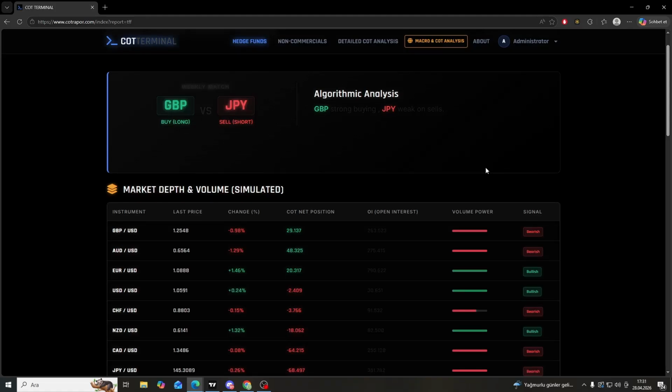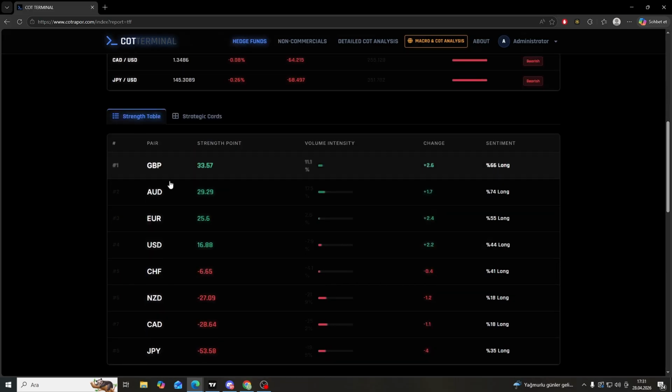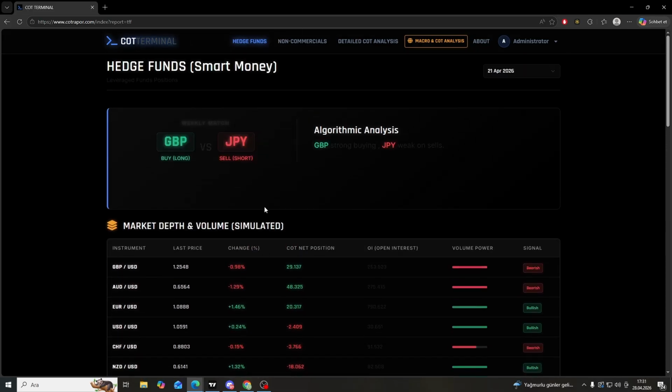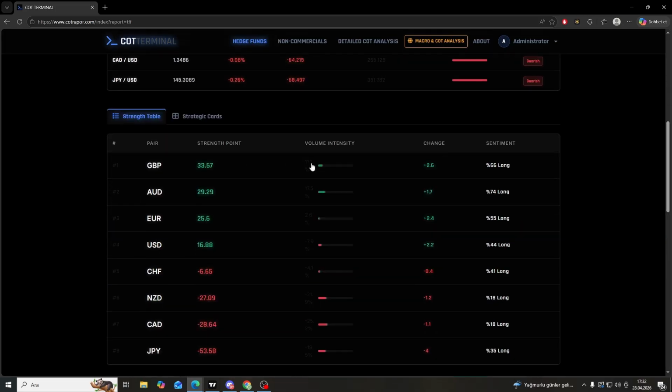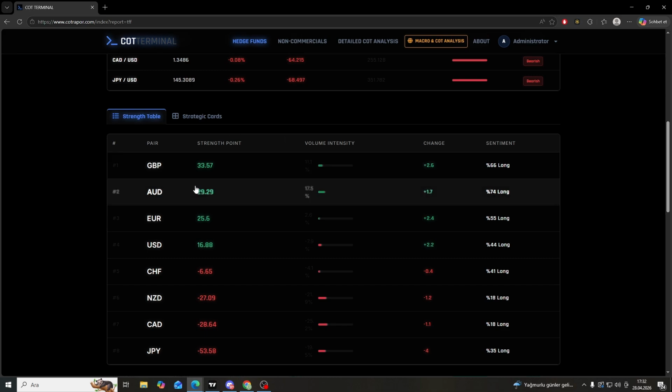Hi everyone, today I'm gonna teach you how to use COT terminals weekly match and how to analyze this strength table. Firstly, this shows us the strongest pair on the market, and GBP is strongest and JPY is the weakest. So we can open a position in GBP JPY long position. So how can we analyze this?